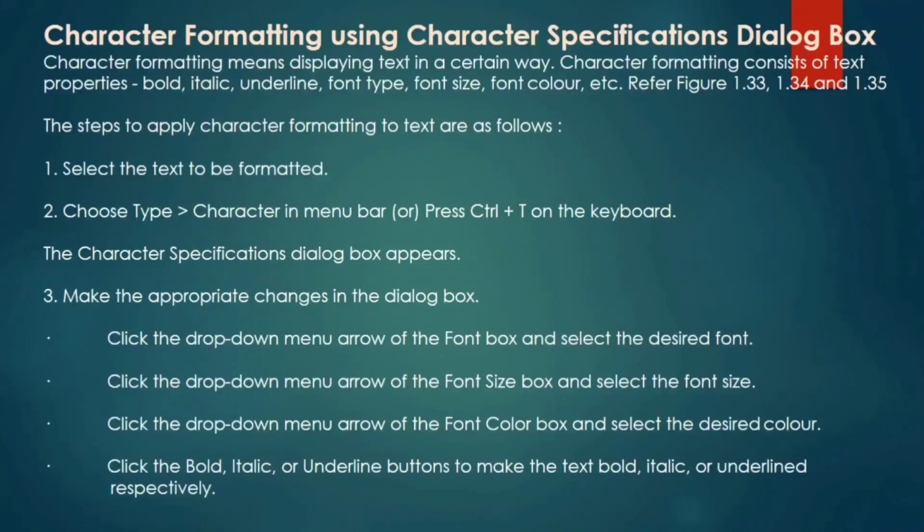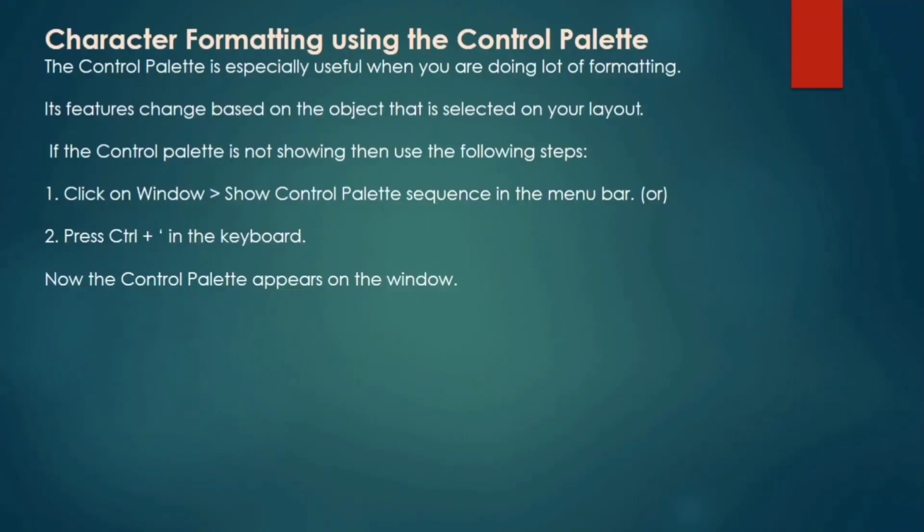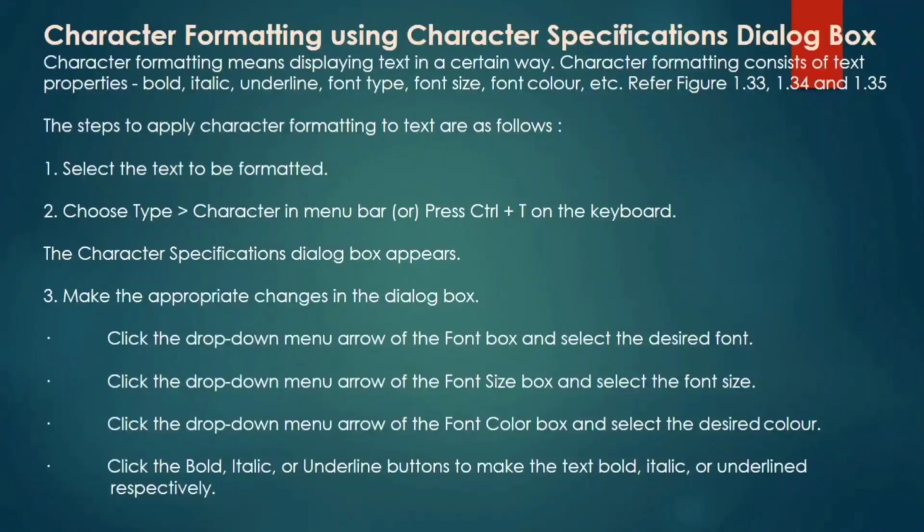Character formatting using the Character Specification dialog box. Character formatting means displaying text in a certain way. Character formatting consists of text properties like bold, italic, underline, font type, font size, font color, etc. Refer to figure 1.33. Two steps to apply character formatting to text are as follows.